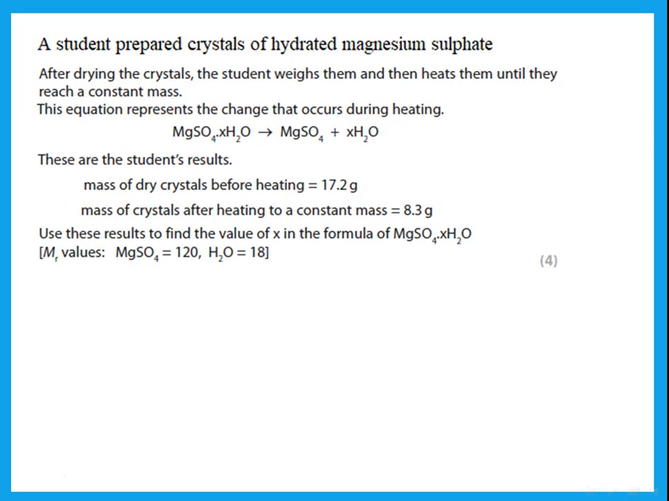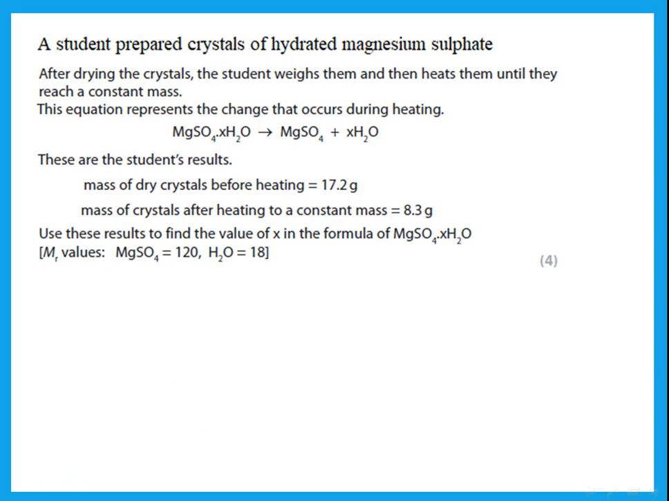Okay. Let's try this question. A student prepared crystals of hydrated magnesium sulfate. After drying the crystals, the student weighs them and then heats them until they reach a constant mass. Remember that we said hydrated salts are salts that have water in their crystals. So this is magnesium sulfate with some water in the crystals, and I don't know how much water. I'm doing this experiment in order to determine how much water. So we're trying to find out what is X in magnesium sulfate, X water.